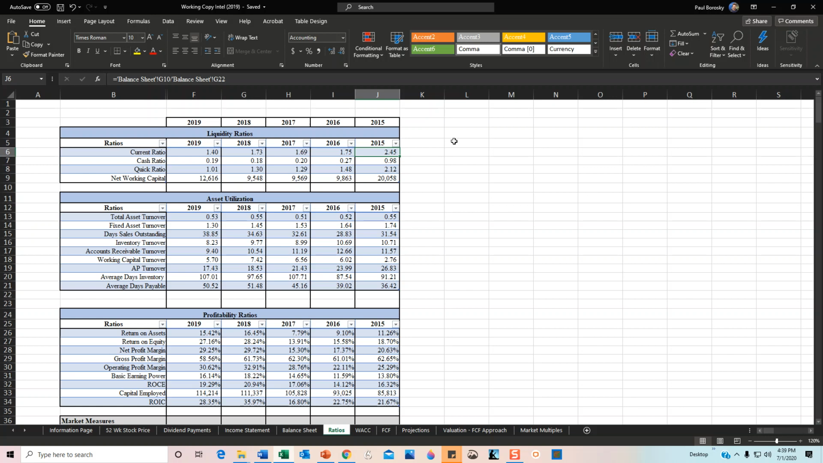The higher the current assets as compared to current liabilities, the higher the number is going to be. If it goes below one, that means they have more current liabilities as compared to current assets. Not a great situation for a company to be in, because they start running the risk of insolvency.